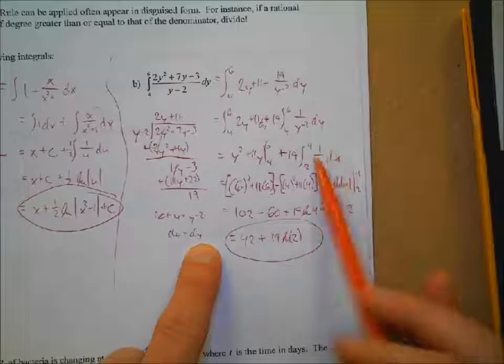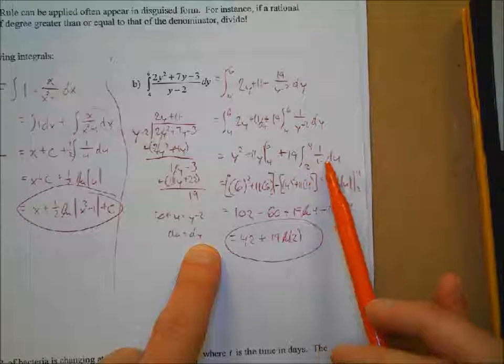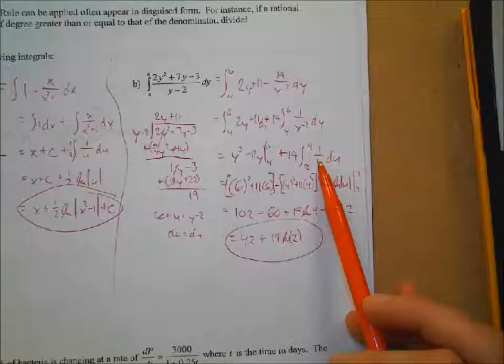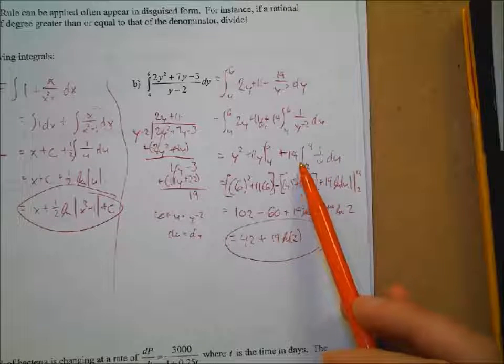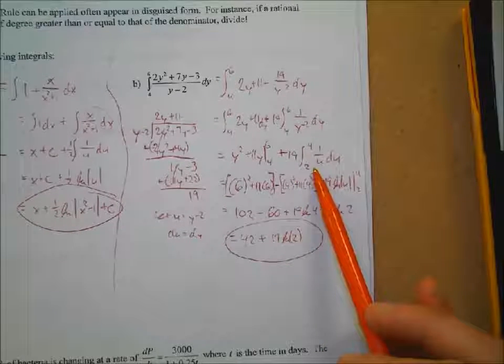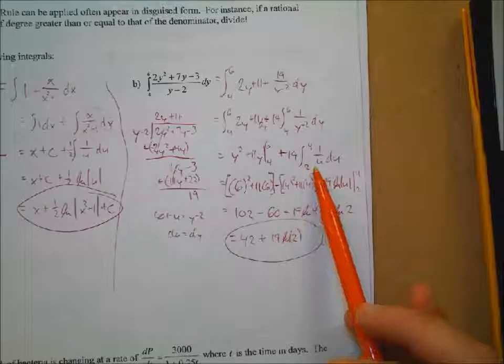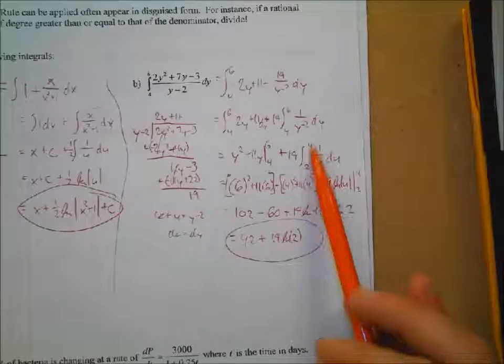So I went ahead and integrated 2y plus 11 to be y squared plus 11y, and that's going to be evaluated from 4 to 6. This, right here, I had to do a U-substitution. U equals y minus 2. So du is just dy. So this becomes the integral from 2 to 4 of 1 over u du.